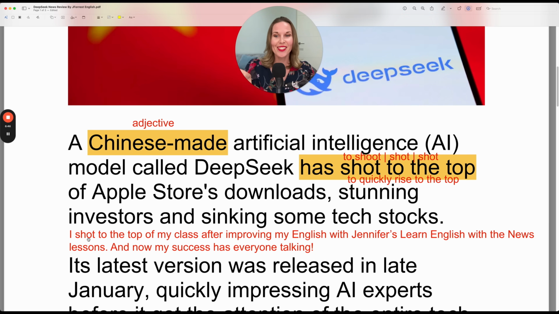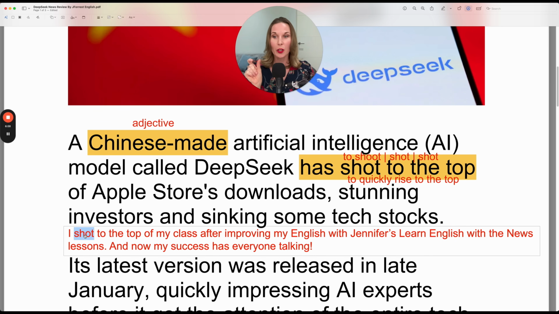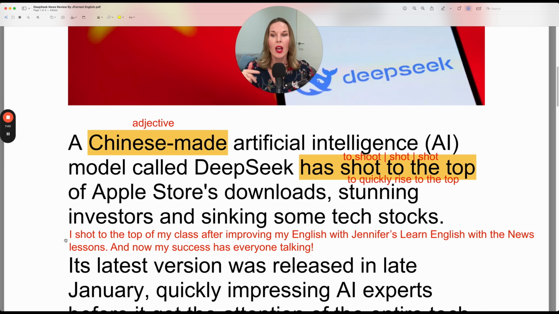So let's look at this example. I shot to the top of my class. So you quickly rose to the top of your class. You achieved the highest position quickly. Now this is the past simple. I know this because this is the conjugation in the past simple. I shot to the top of my class after improving my English with Jennifer's Learn English with the News lessons. I hope that's true for you.